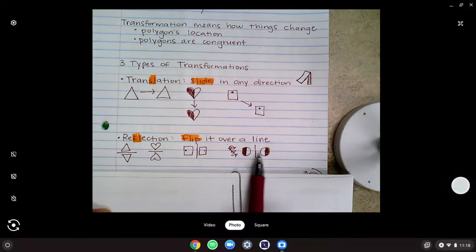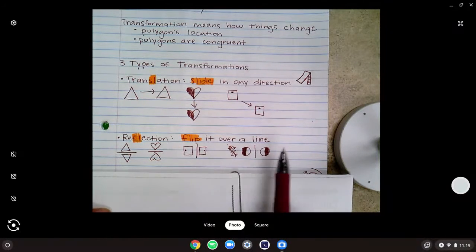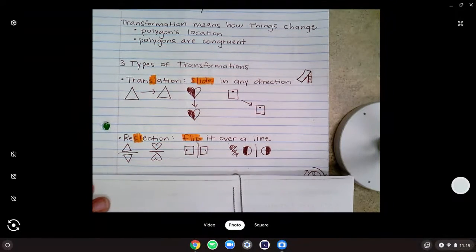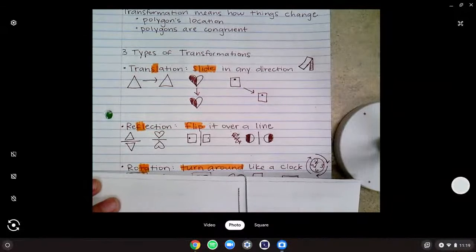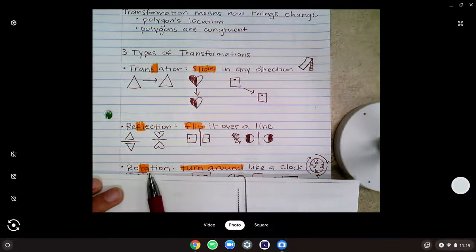Then this time we did the same kind of idea where we had a circle. And we colored in the left half and it flipped. So now the colored half is on the right. Still the same circle, same size, but it flips, it reflects over that line. And the last one we talked about was a rotation. This means to turn around like a clock.